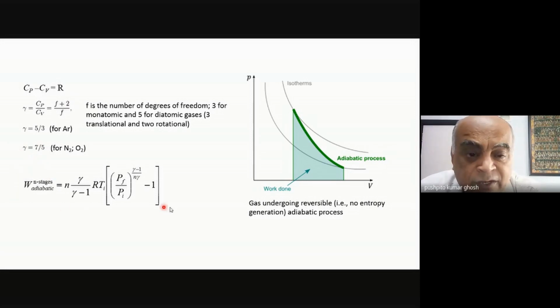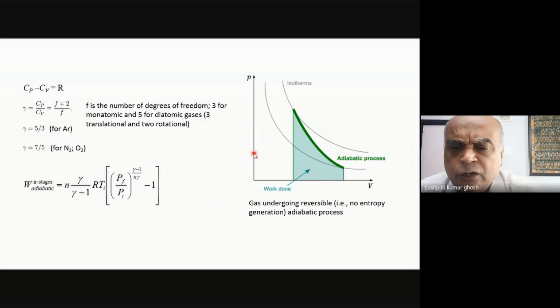Obviously, you can imagine if I'm taking air and I'm applying this compression, I will have to do it separately for, let's say, argon and for nitrogen and oxygen. But if I'm only worried about nitrogen and oxygen, then my gamma will be always 7 upon 5. Okay? But please do remember that argon will behave differently from nitrogen and oxygen. That's how I'll calculate the total amount of work.